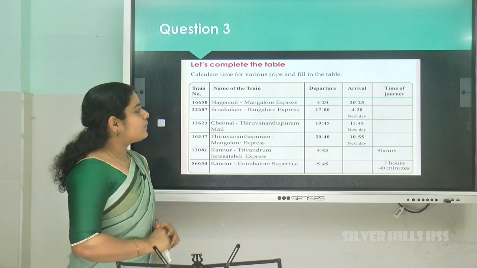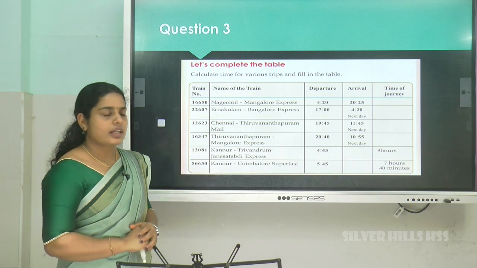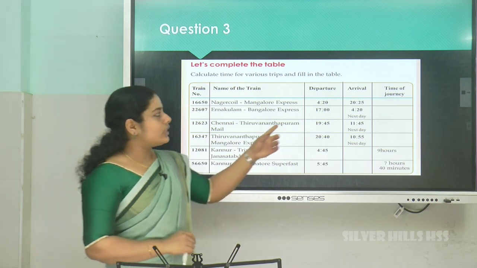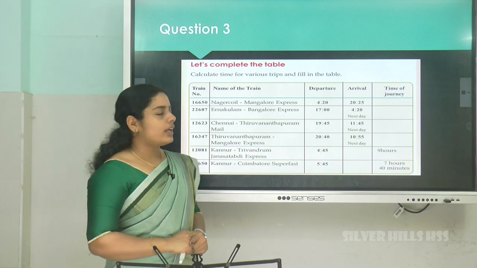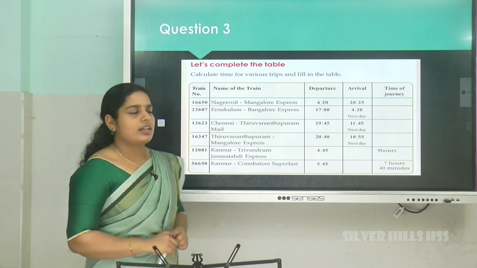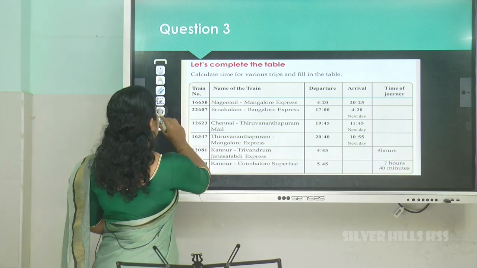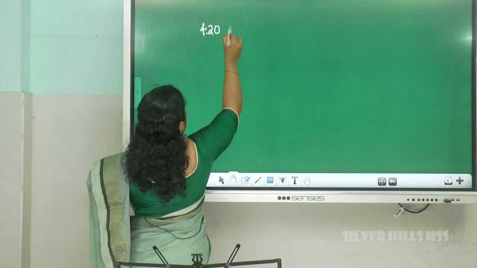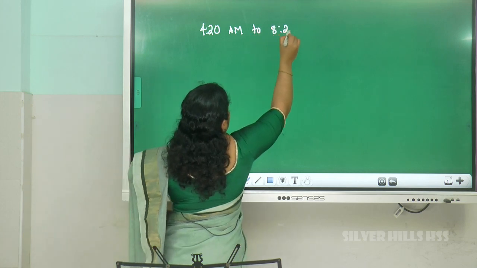So, the first one is 4:20 to 20:25. All the time is given in 24-hour clock time. So, 4:20 means it is 4:20 AM and 20:25 means it is 20 minus 12, 8:25 PM. So 4:20 to 8:25. We have to calculate the time from 4:20 to 8:25.